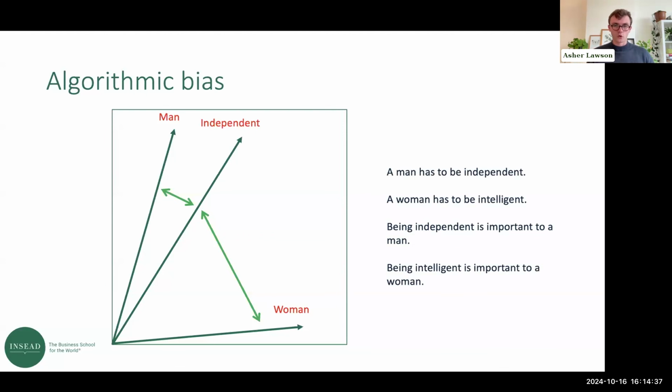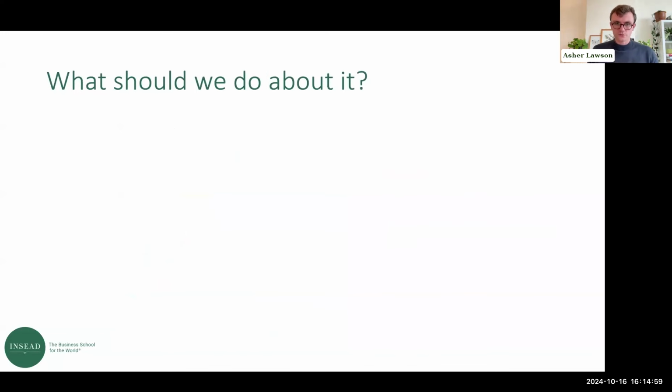and specifically of the corpus it was trained on, which means if you were trained on something that says a man has to be independent, being independent is more important to a man, a woman has to be intelligent, being intelligent is important to a woman. If this was your corpus, you would have this gender bias towards men for independence and a gender bias towards women for intelligence. But so what do we have to do about this?